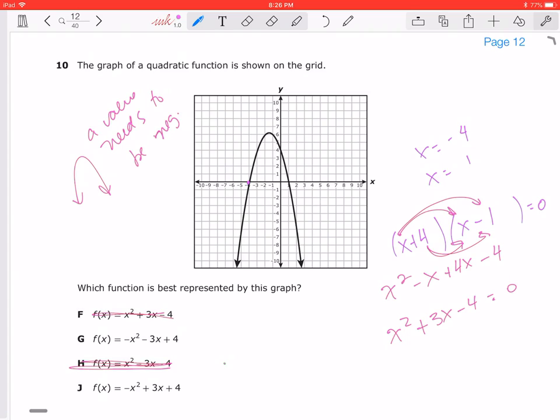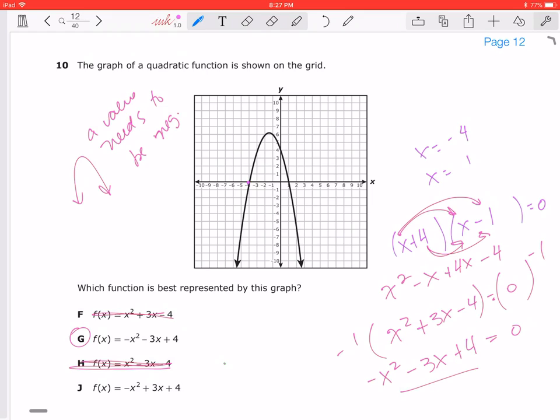Now, the equation that I created when I FOILed this was x squared plus 3x minus 4. In order for me to take into consideration the negative A value, I need to multiply both sides of my equation by -1. So if I multiply this side by -1, that's going to become negative x squared minus 3x plus 4 is equal to 0. So that is, in fact, our answer choice, G.